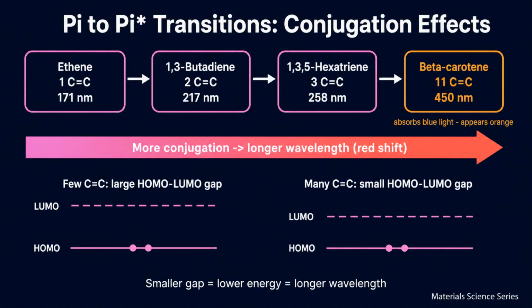Conjugation dramatically affects UV-vis absorption. As the conjugated system extends, the HOMO-LUMO energy gap decreases, shifting absorption to longer wavelengths. Ethene absorbs at 171 nanometers, butadiene at 217 nanometers, and hexatriene at 258 nanometers. Beta-carotene with 11 conjugated double bonds absorbs at 450 nanometers in the visible region, appearing orange. This conjugation-color relationship explains why many natural pigments and synthetic dyes are highly conjugated molecules.